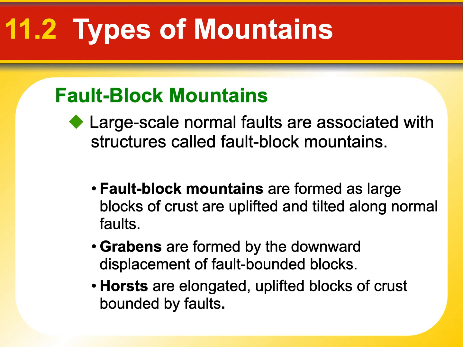Okay. Now there's two features that are associated with these fault block mountains. They're known as grabens and horsts. Heck of a word, huh? So the difference between these is pretty simple. The parts that sink down and fall downwards are known as the grabens, and the horsts are the elongated peaks that have been pushed up. So a picture is worth 1,000 words on this one.